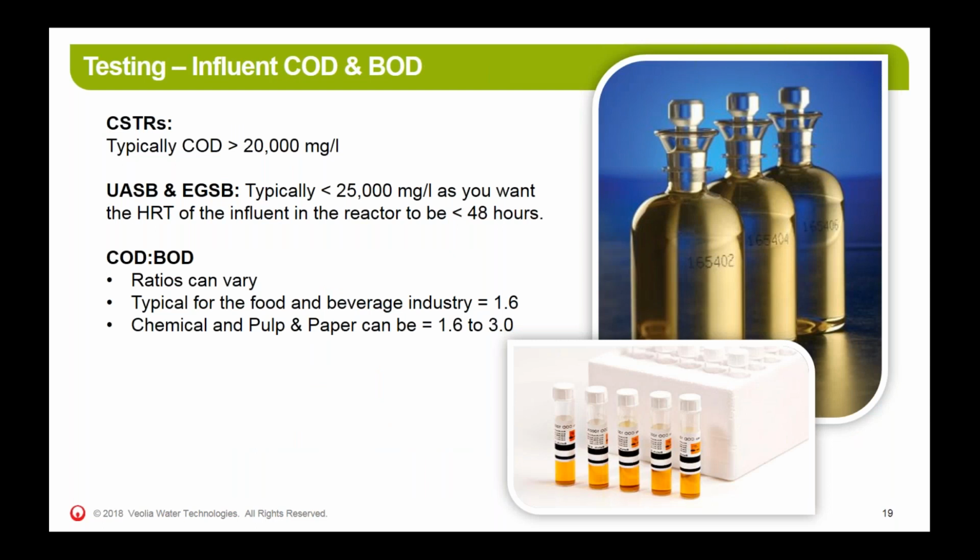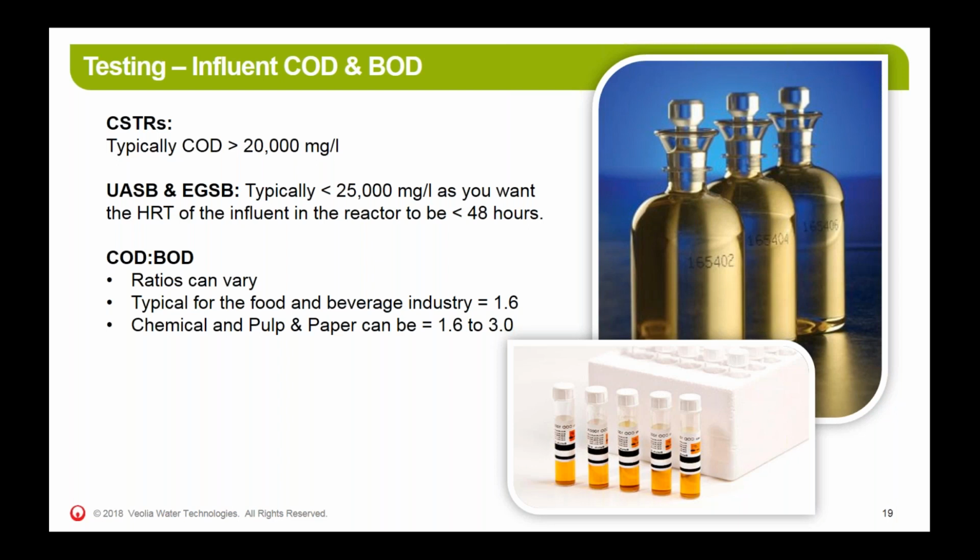This influent COD and BOD. This is a tough one because it can be anything, and really the systems are designed based on what the COD concentration is. So if you have a COD concentration greater than 20,000, you might be considering one of the CSTR reactors. The UASB and EGSB reactors, these high rate systems, typically have a COD or BOD of less than 25,000 milligrams per liter. And why is that important?